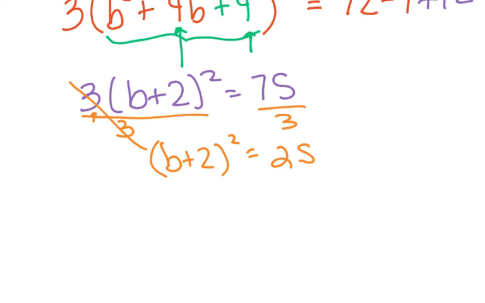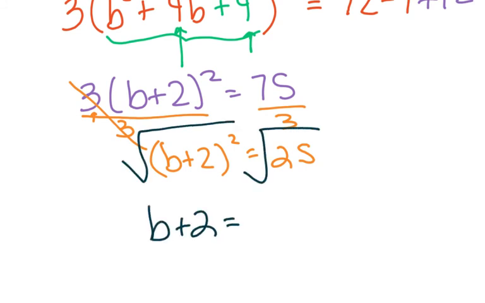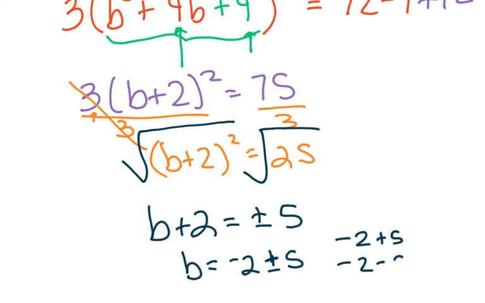And then I'm going to take the square root of both sides. So I'm going to have b plus 2 equals plus or minus 5. And so subtract 2 from both sides, negative 2 plus or minus 5. So remember that that's 2 different answers. So negative 2 plus 5 and negative 2 minus 5. So that's going to be 3 and negative 7.